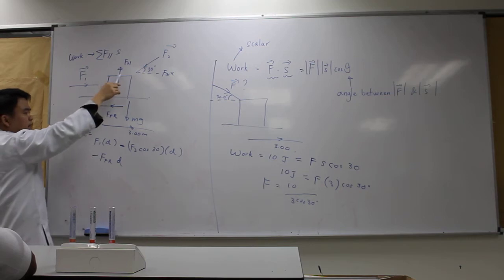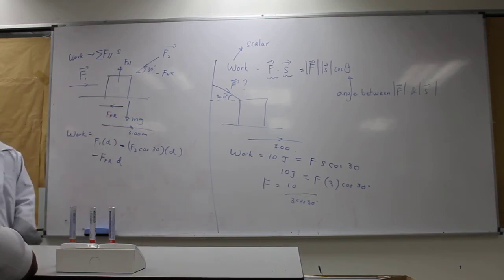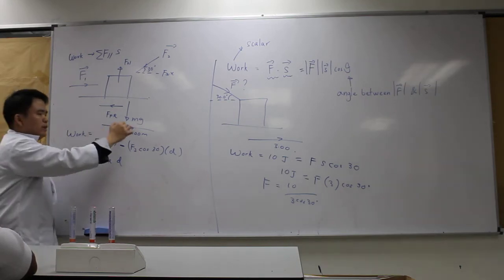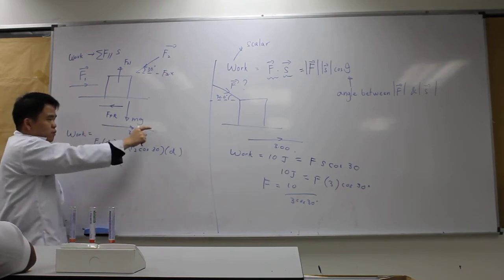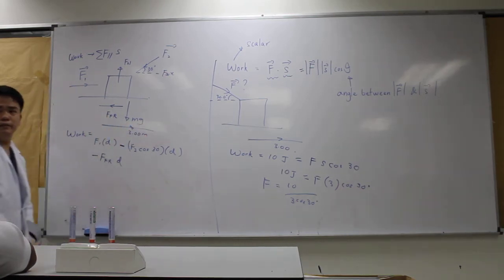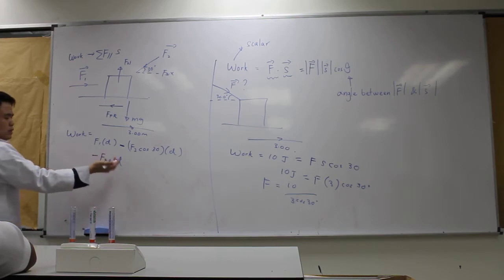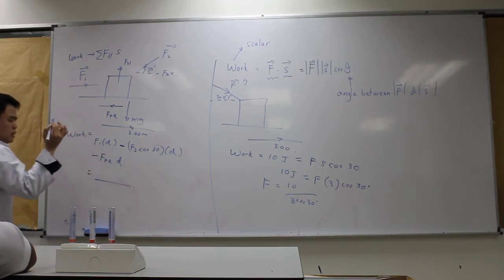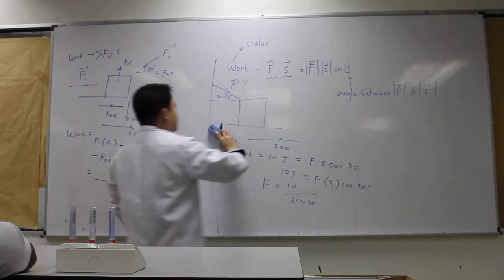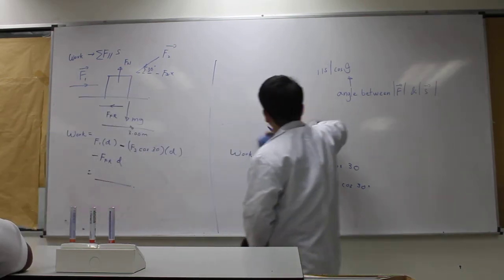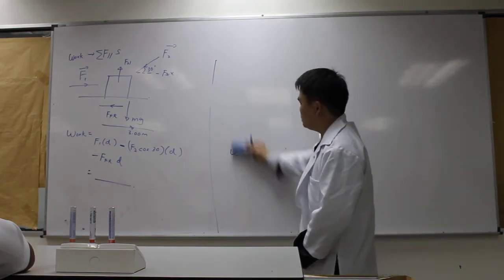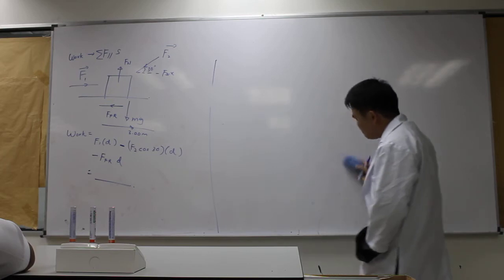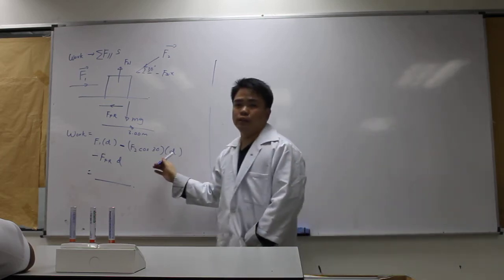On the other hand, for Fn and mg, we do not consider them because these two forces are perpendicular to the final displacement. For those components that are perpendicular to the movement or displacement, we do not consider them. This is the way to do it, so you can find the answer. In general, to find the work, it is just force times displacement, where the force is parallel to the displacement. Then we can get it.